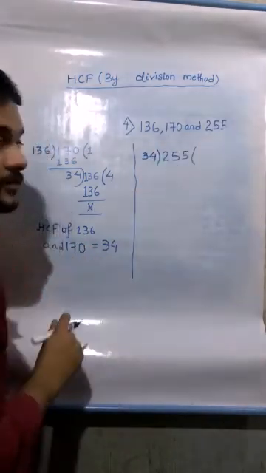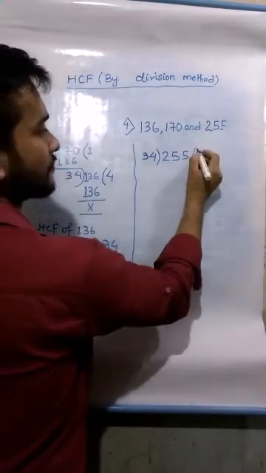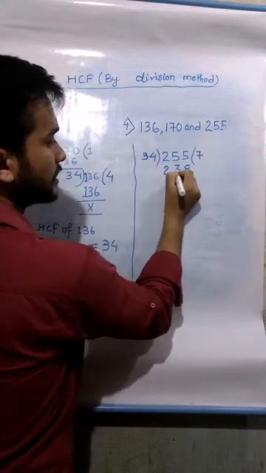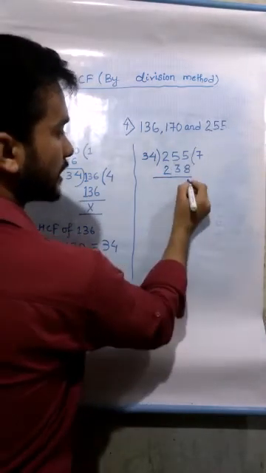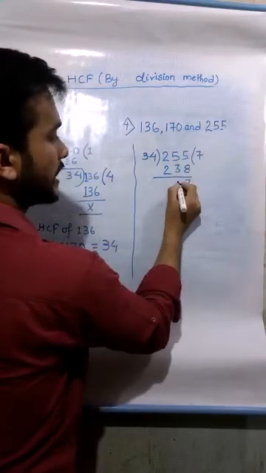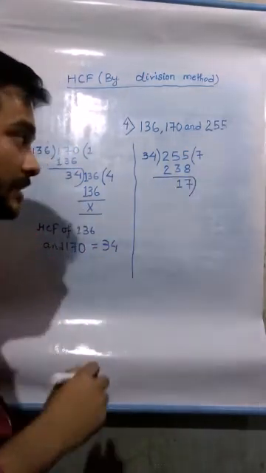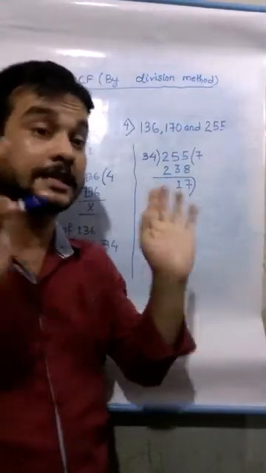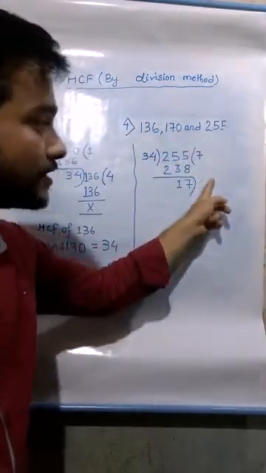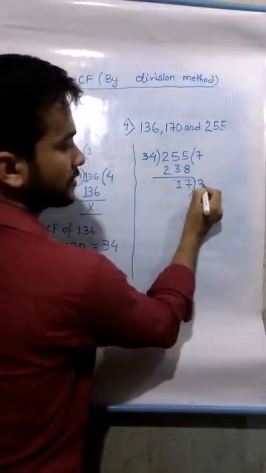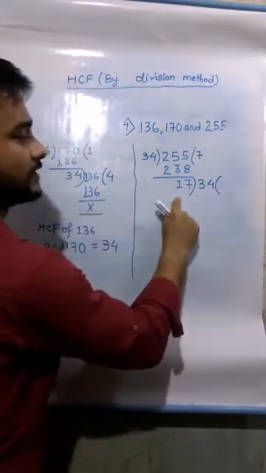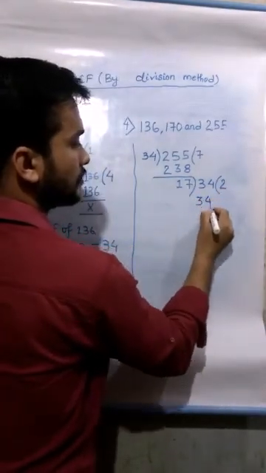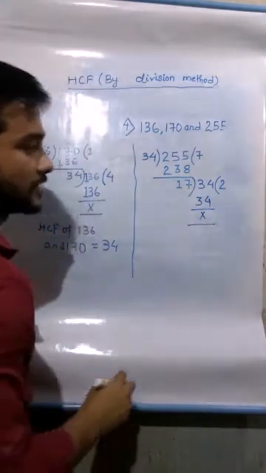So again find the HCF of 34 and the remaining number 255. So it will go with 7. 34 7s are 238. Now subtract it, 7 and 1. Again we will divide, as the remainder is not 0 here, so we will again divide till the remainder becomes 0. So again this divisor will come here, so it will become 34. Now 17, how much is 34? 17 2s are 34. Thus we got our answer.